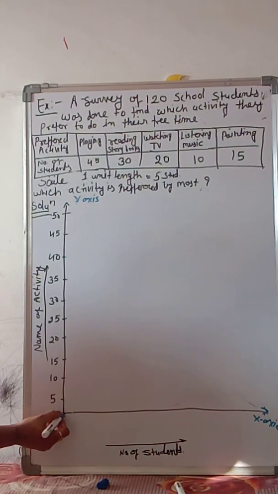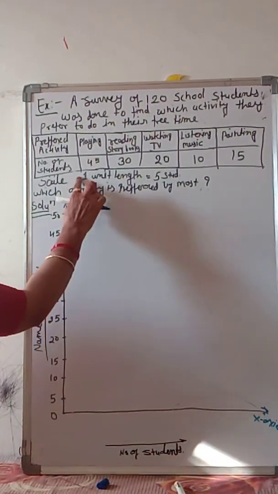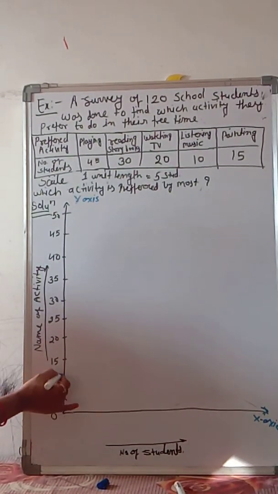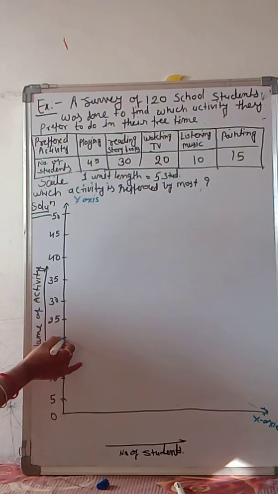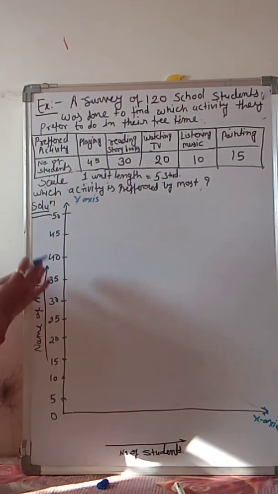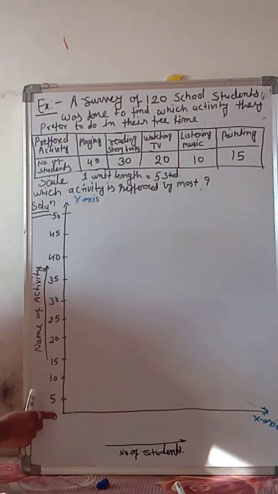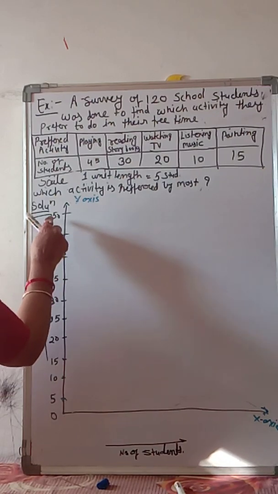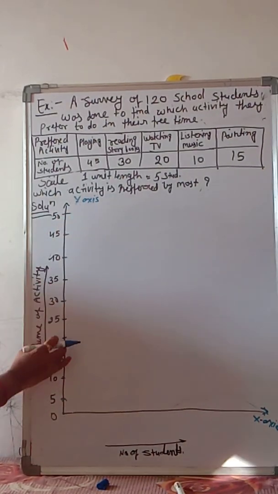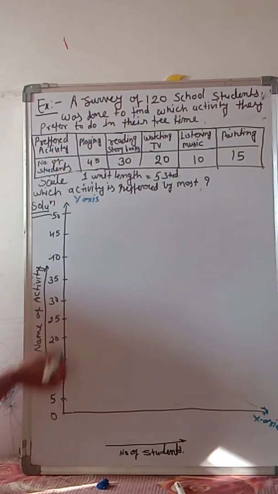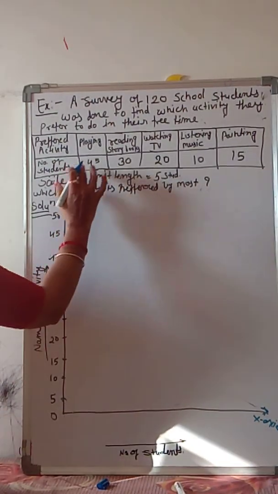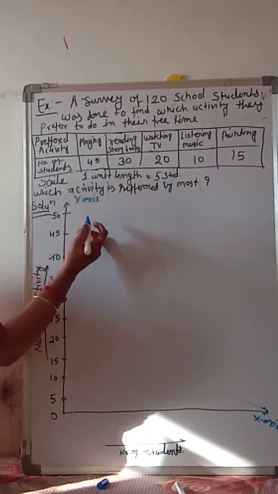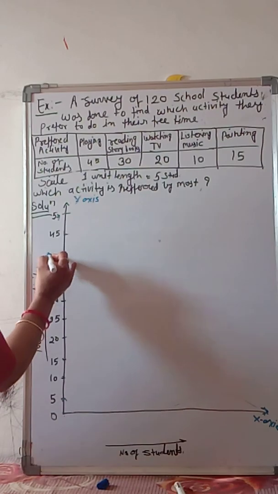The vertical line, the y-axis, is divided into equal parts, starting from 0. The first unit length means 1 square. So that is 5, then 10, 15, 20. All the numbers differ by 5: 0 to 5, 5 to 10, 15, 20, 25, 30, 35, 40, 45, 50. These are equal distances from 0 to 50. The greatest number given is 45, so you can take more than 45, that means 50. Now let's start.